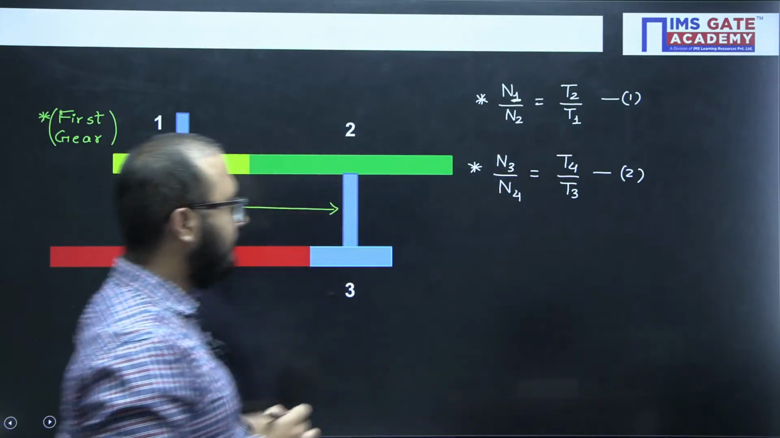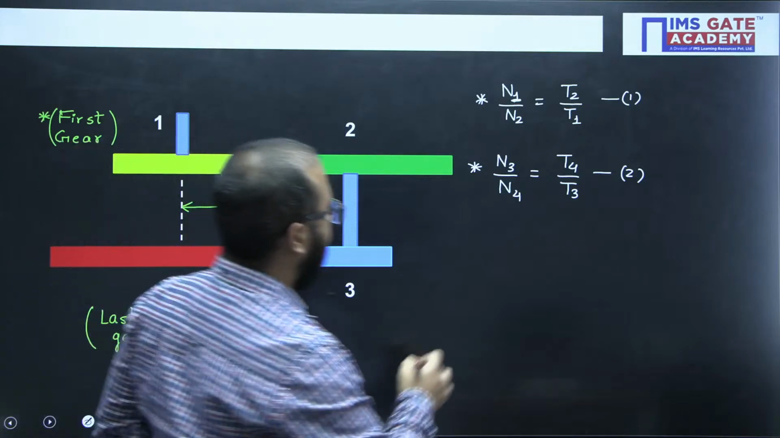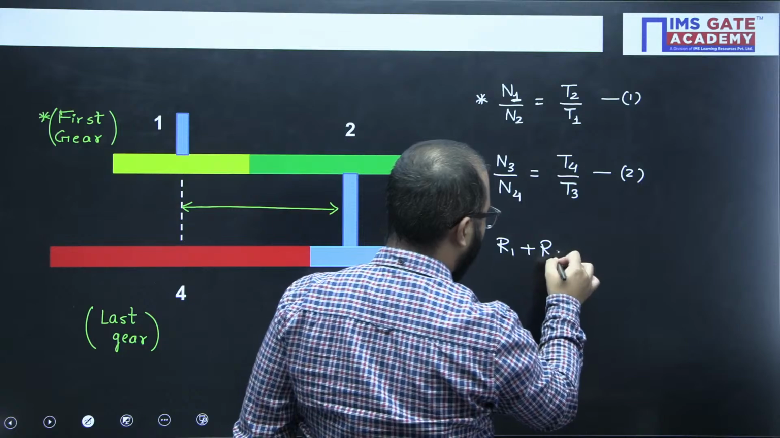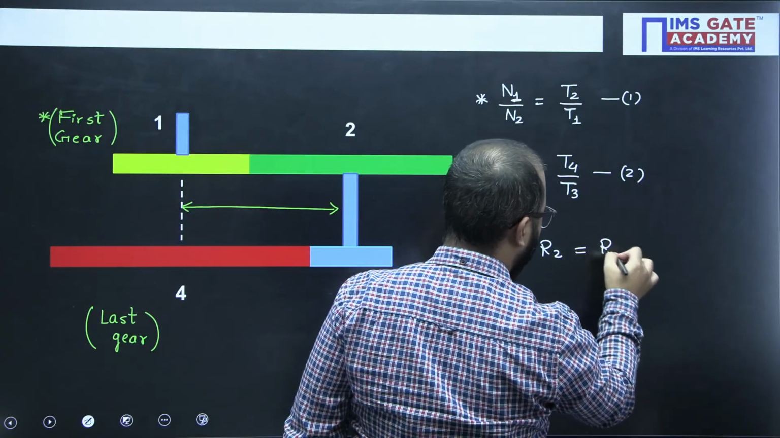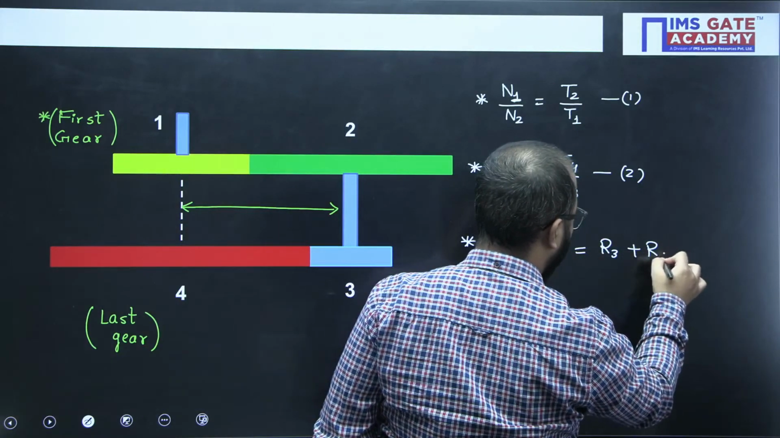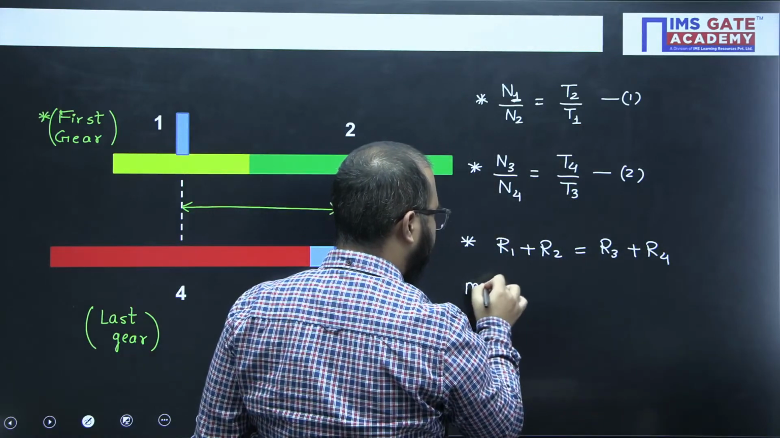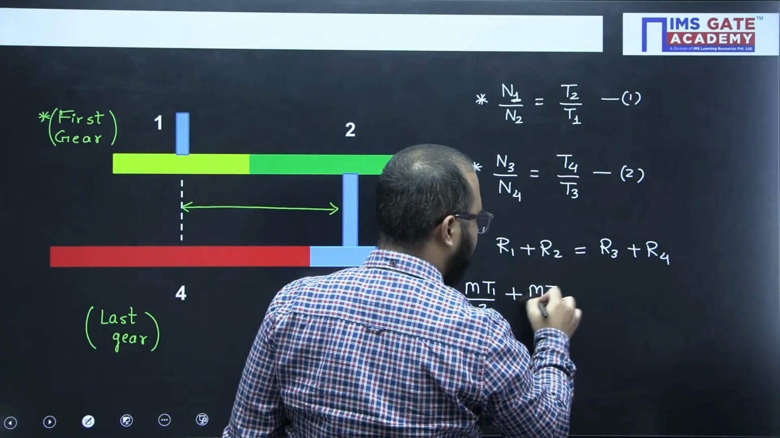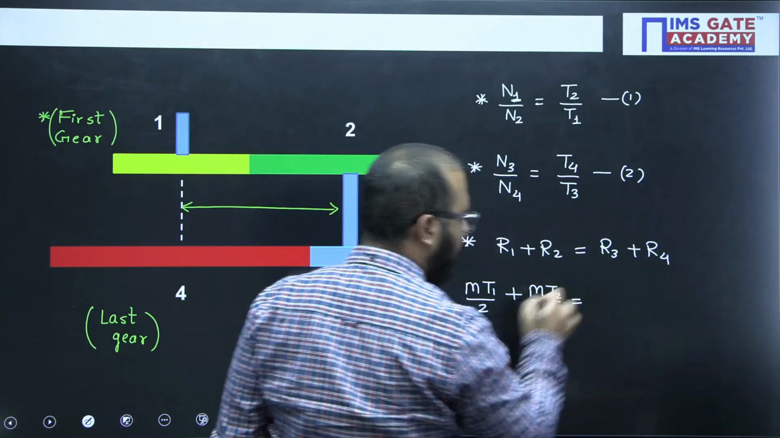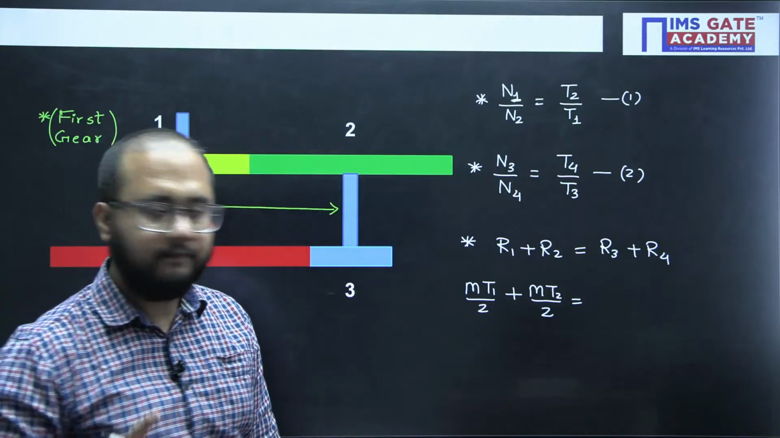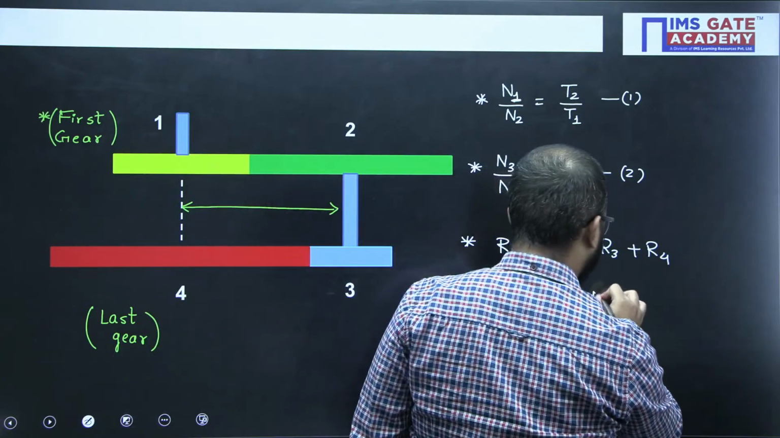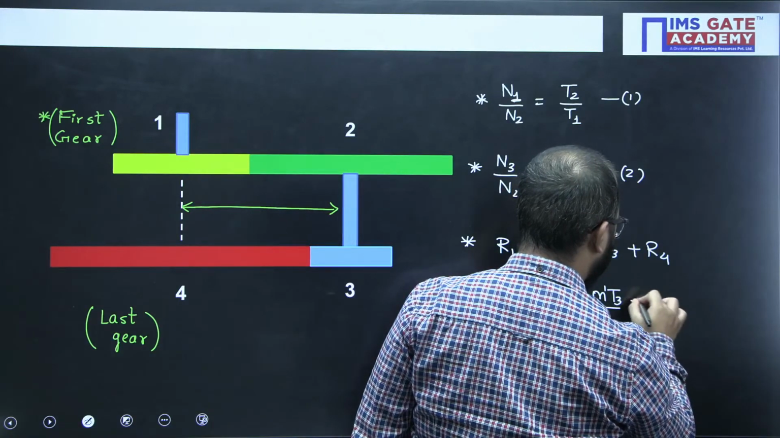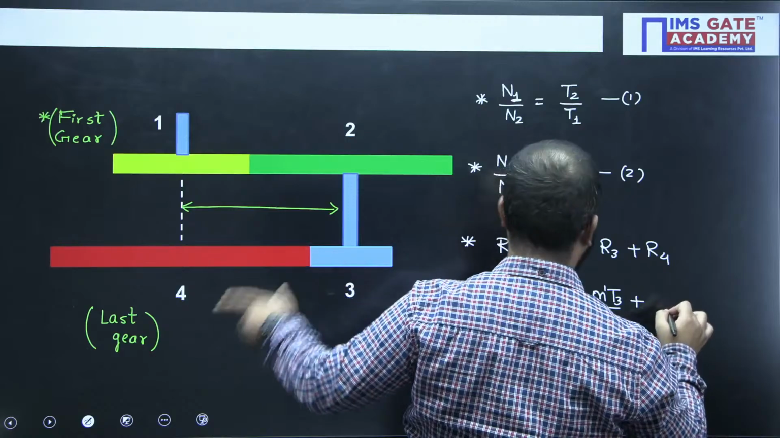And as this axis is the same, we can write R1 plus R2 equals R3 plus R4. And directly I will tell you, remember this formula, m t by 2. If I have to write the radius, m t by 2 is the formula for writing the radius. Okay, R3 equals m t3 by 2, but I will keep m dash here so that we can consider the module of 3 and 4 as different.